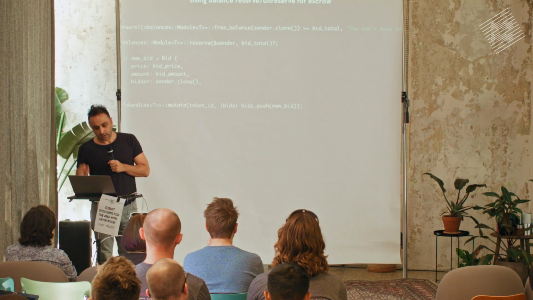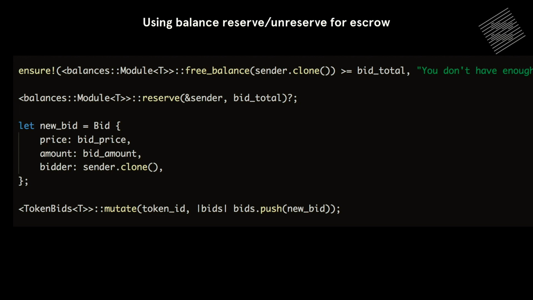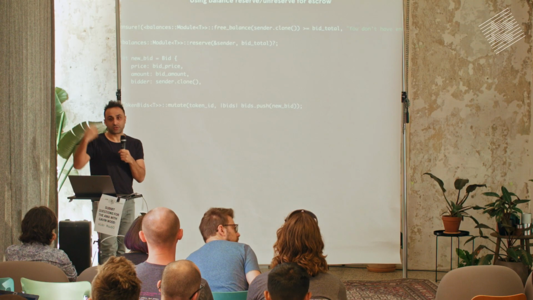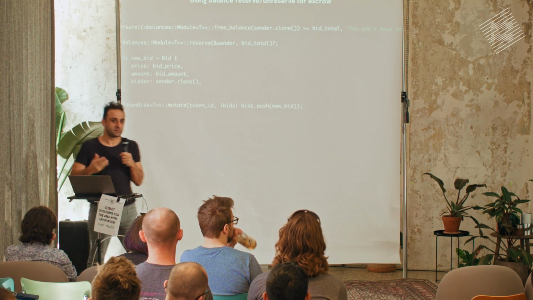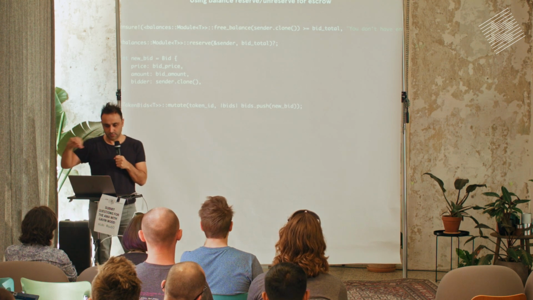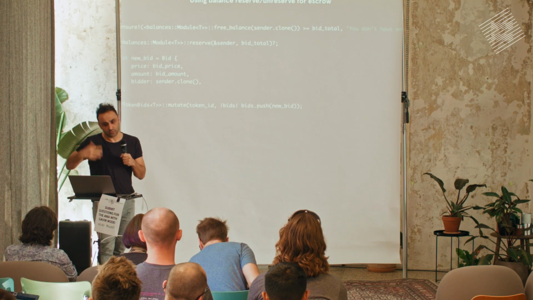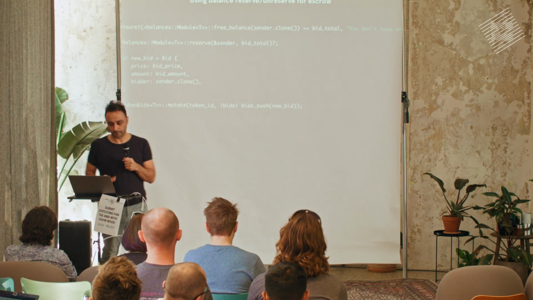That's the idea. And the second interesting point is we use reserve and unreserve for escrow. When you bid, you actually reserve from your balance, so that when the auction is finalized, that amount is automatically reduced from your balance, or you get your money back through the unreserve function.